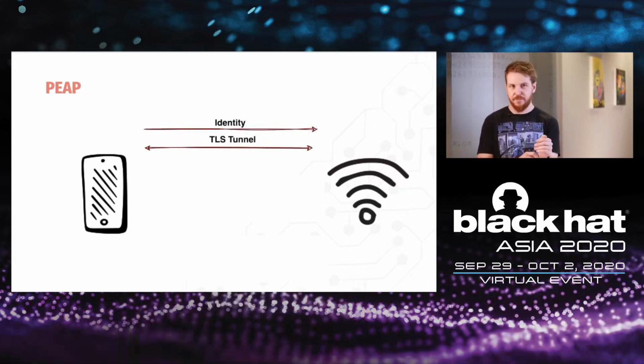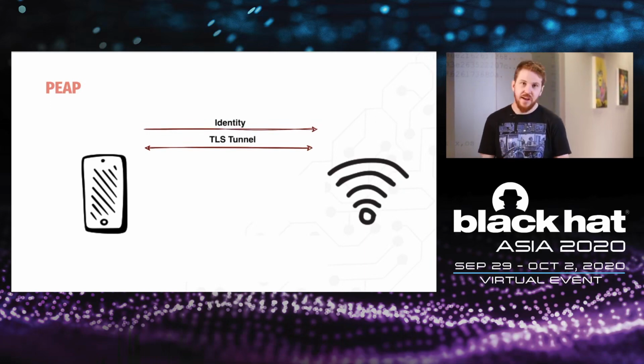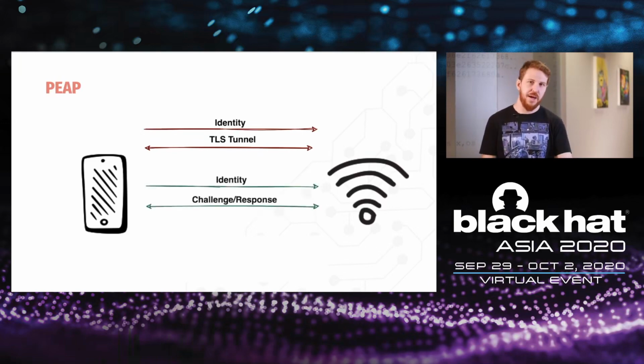The first thing that happens is the client device will set up a TLS tunnel with the access point. Then, provided it accepts the certificate that the access point presents, kind of how websites work, it will then, within that tunnel, do an MSCHAP challenge response. MSCHAP challenge response, we'll go into a bit more detail just now, but basically it proves to both sides that the server knows the password and the client knows the password without actually passing the password over.